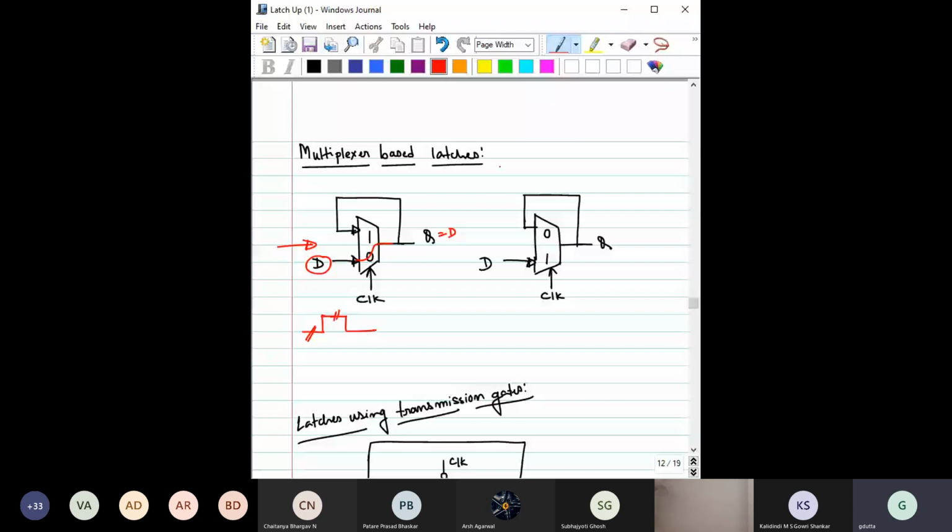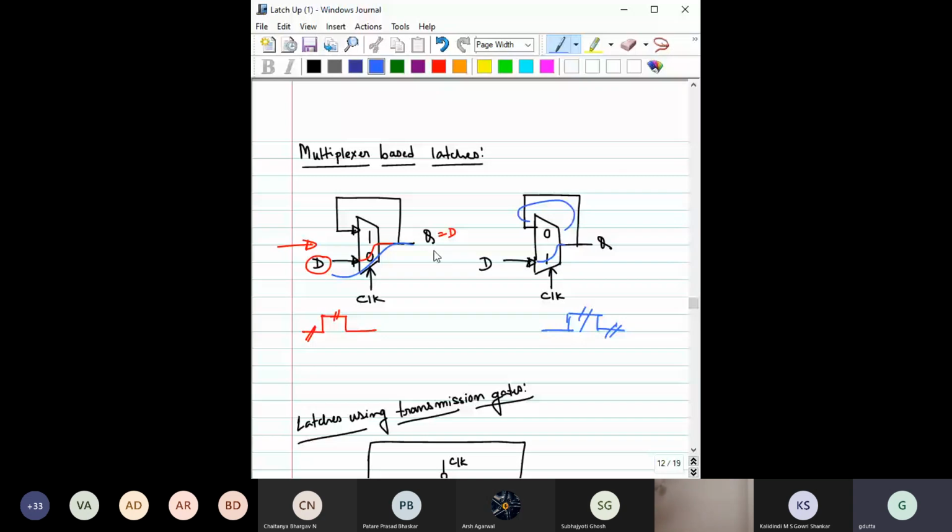Similarly, if you now look at the second one, if you consider this clock equal to 1, then D is connected with Q, and when the clock equals 0, this output is connected with this. So it will go into the hold state. So there are basically two states. One is the transparent state, where D is connected with Q, and the other is the hold state, which will act as a memory.